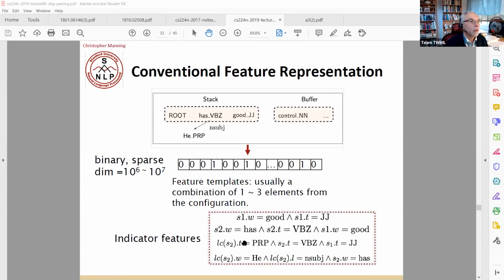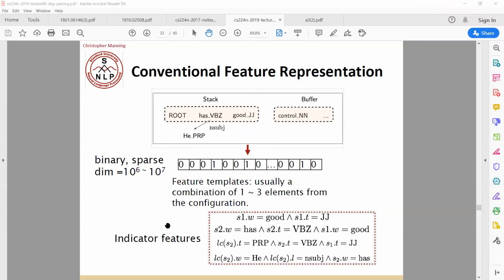Let's see, conventional feature representation. Root, upper stack feature. A slide showing how it was done previously, because you had to include all kinds of features in order to come to the decision on how you would parse. And this was historically how it was done.